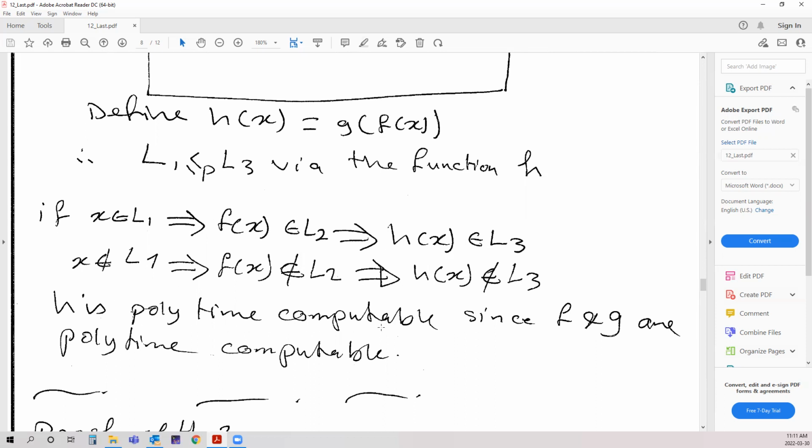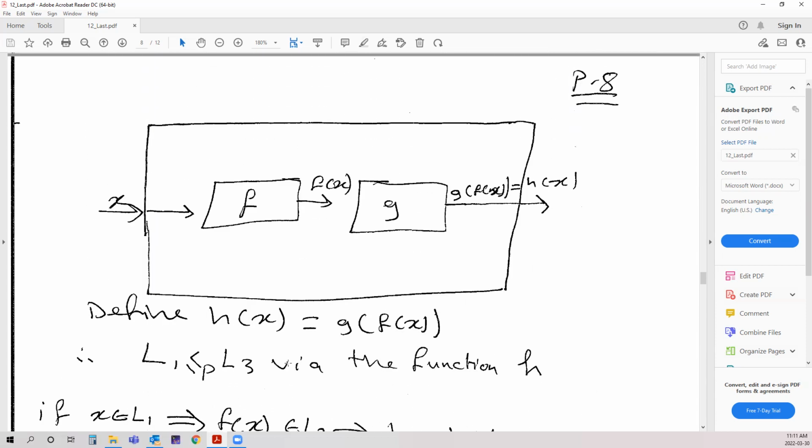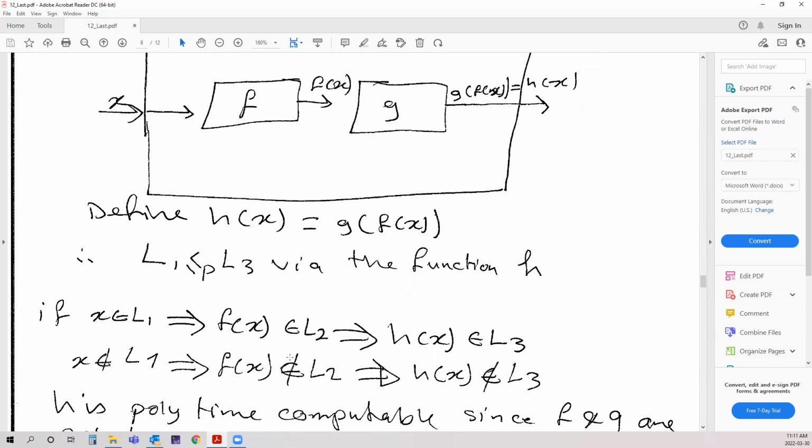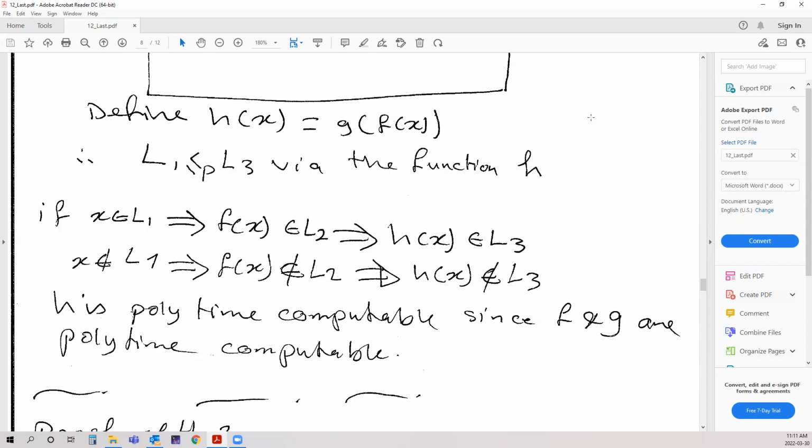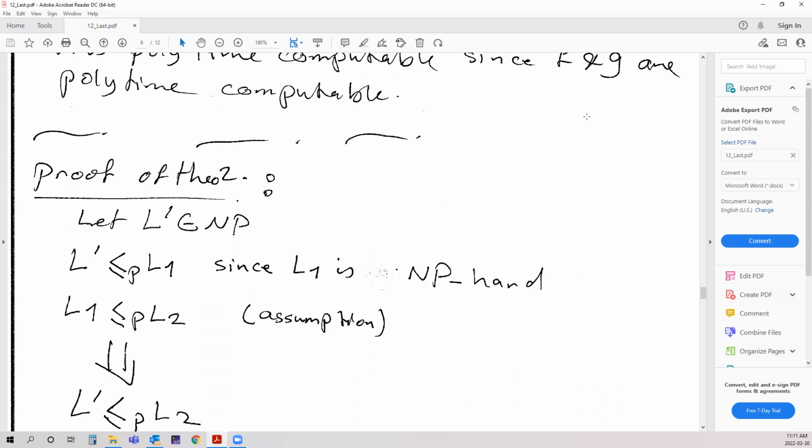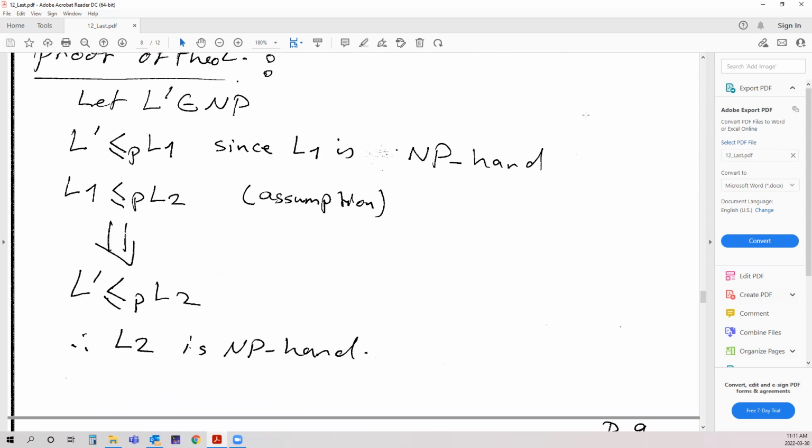h is polytime computable since f and g are polytime computable, and with the composition we count one complexity. If this is polytime and this is polytime, then this will be polytime also. So let L prime belong to NP. L prime could be reduced to L1 since L1 is NP hard. L1 could be reduced to L2 by assumption. Then L prime could be reduced to L2. Then L2 is NP hard.